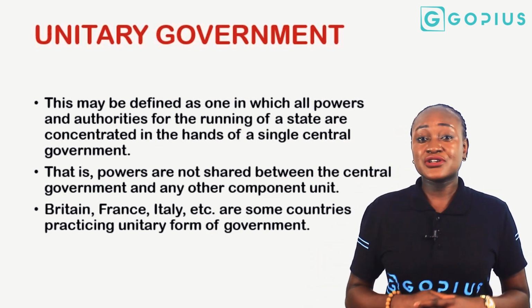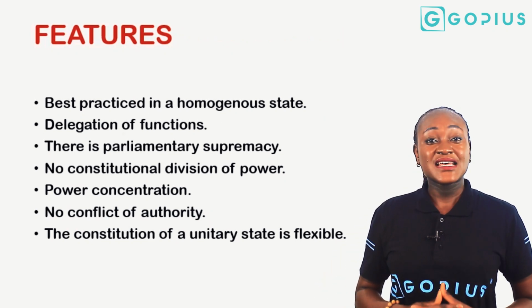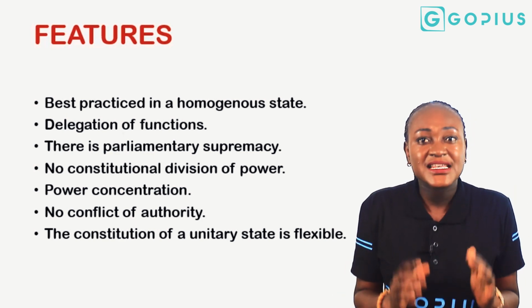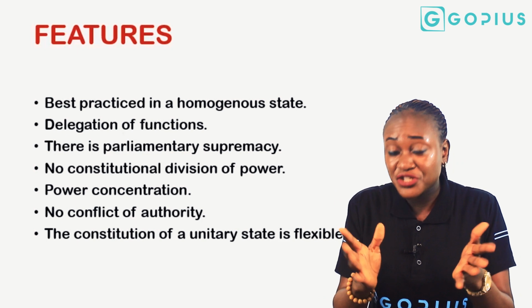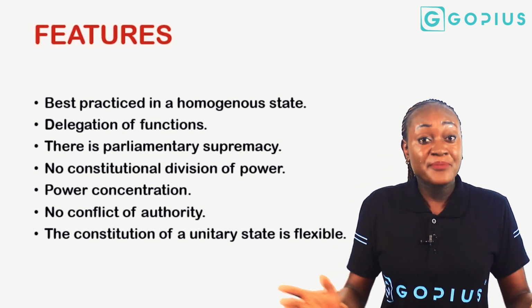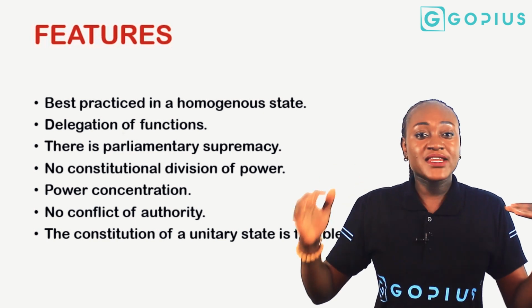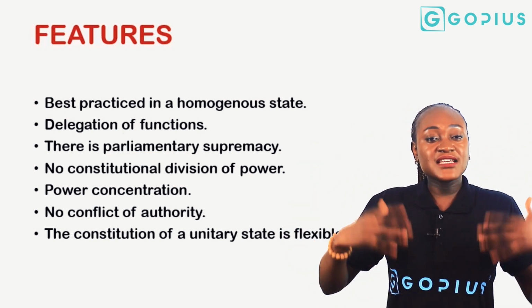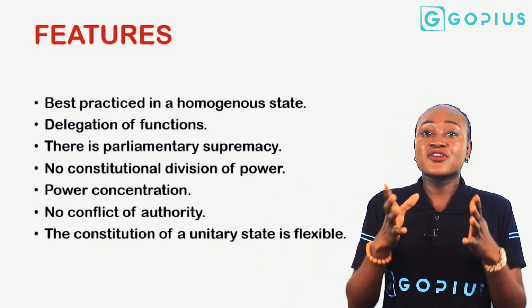Now, what are the features of this system of government? It is practiced in a homogeneous state. When I say state in this regard, I mean a country. So a state that does not have so many ethnic groups, that has just a small number of people in the country, homogeneity, that is, not so many ethnic groups.